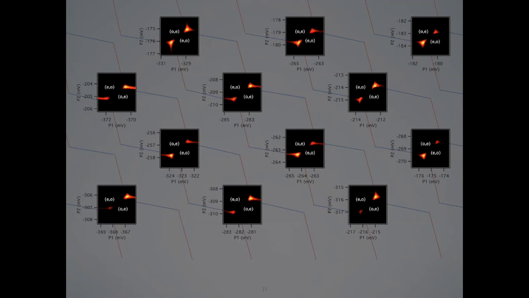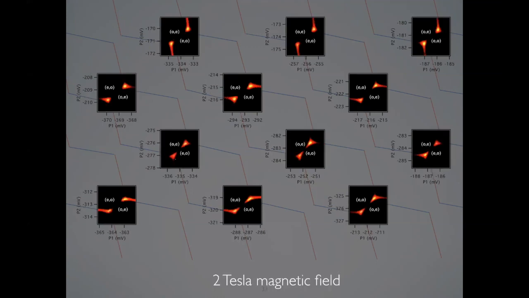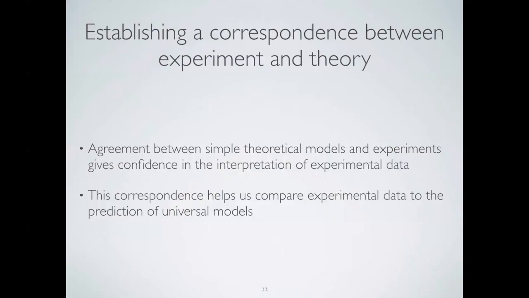And now we can say, all right, let's turn on a magnetic field, a Zeeman field, and see what happens. We should still have Kondo effect in this region, but we should destroy the spin degeneracy. And indeed, here's what you see. You lose this 4-fold behavior and it goes back to 2-fold. We might want to go further and try to do more to establish agreement between the simple theoretical models and experiment.